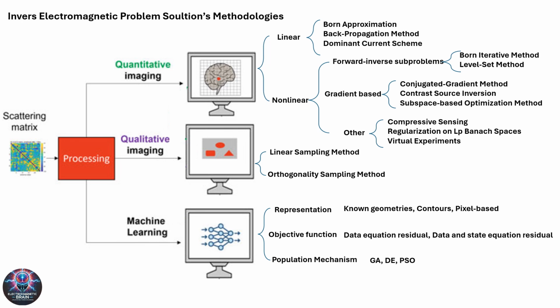Each method provides different insights based on the processing of the scattering matrix, which is generated by analyzing the interaction of electromagnetic waves with the object. As shown in the slide, each of these have their respective subtypes, which are crucial in different applications depending on the type of information one seeks to extract from the data.